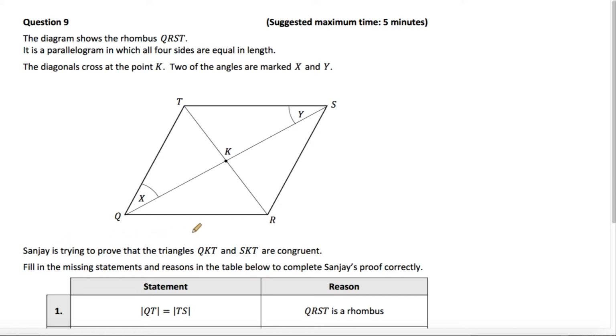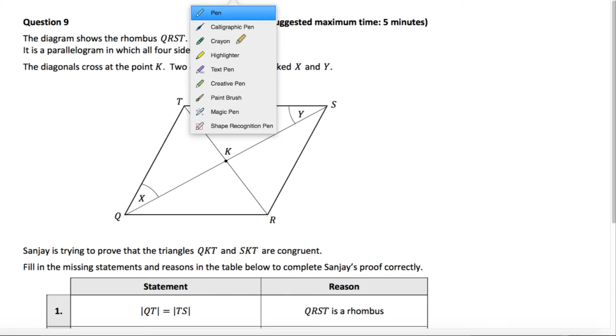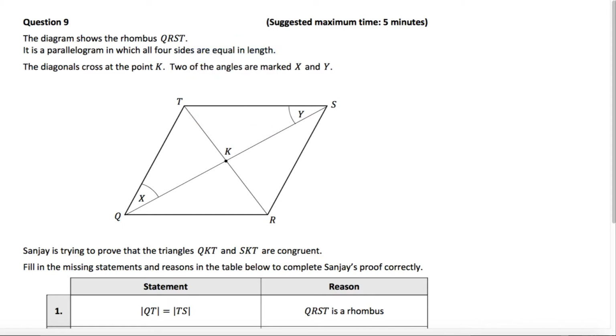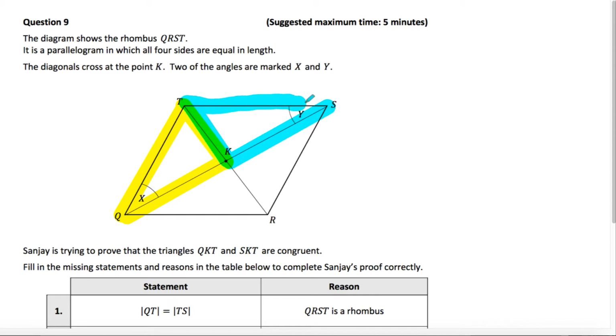Sanjay is trying to prove that the triangles QKT and SKT are congruent. Okay, so a good idea would be to highlight both triangles just so we can visualize what we're talking about. So QKT is this one here. And then SKT is this one here. Okay, so it says fill in the missing statements and reasons in the table below to complete Sanjay's proof.